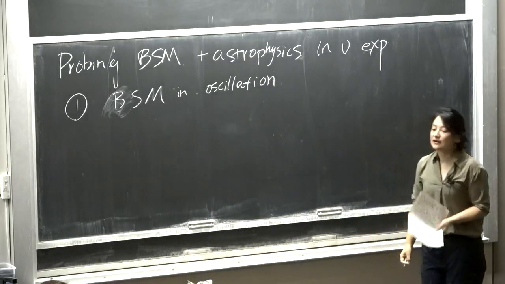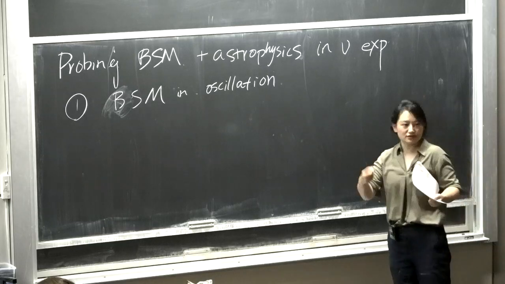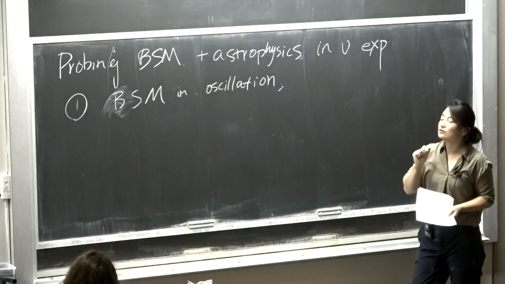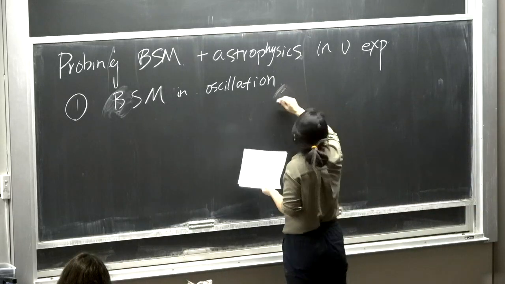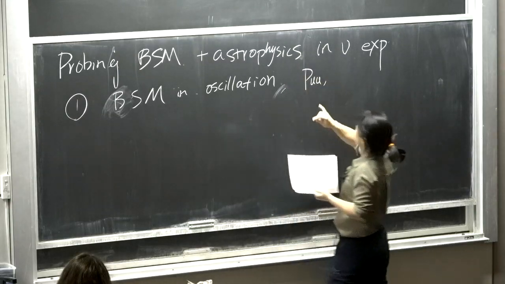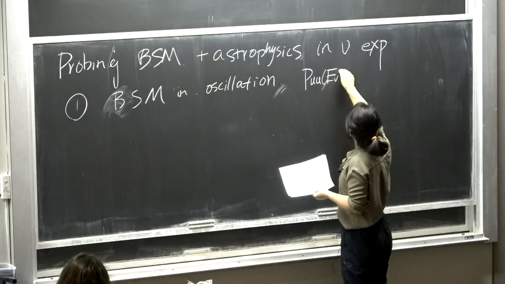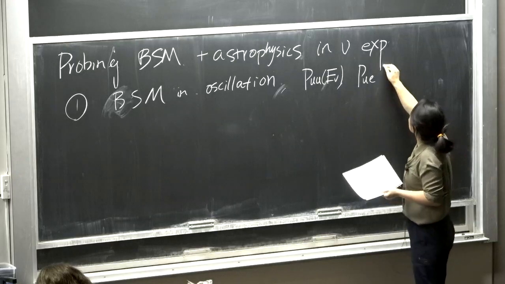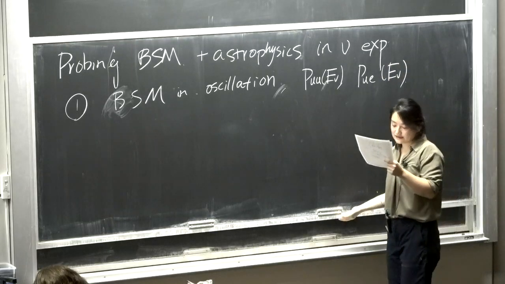That means we are still measuring the things that we want to measure for our standard oscillation analysis, but they don't just tell us all the mixing angles and delta CP, but also possible BSM. So I'm still going to measure, let's say, the survival probability of muon neutrino going to muon neutrino as a function of E, and measure the muon to electron neutrino appearance probability as a function of E. But they tell us a whole lot.